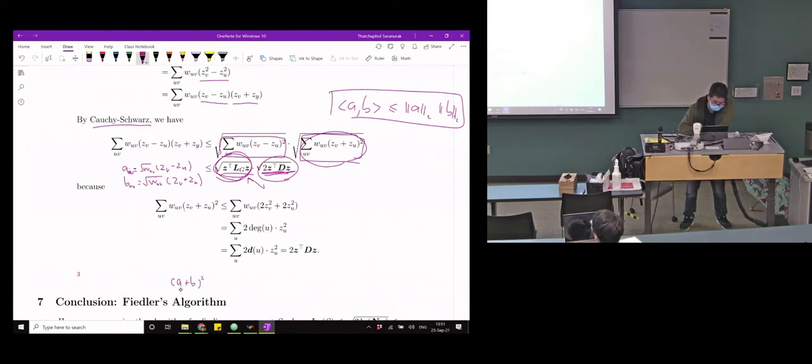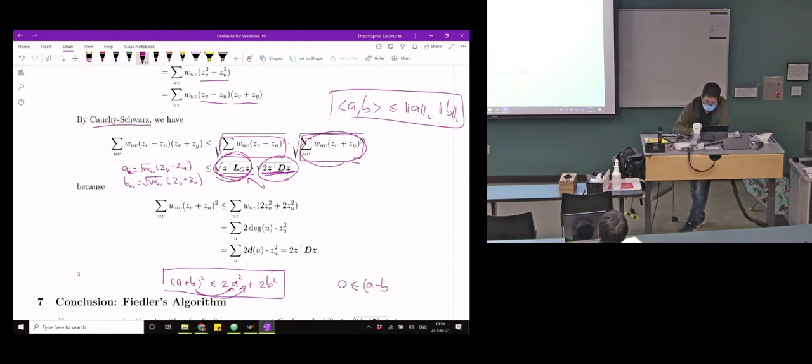That is, (a plus b) squared is less than 2 times (a squared plus b squared). Because you can verify this: if you move things around and subtract this from here, then you get this. So I just apply this inequality here.